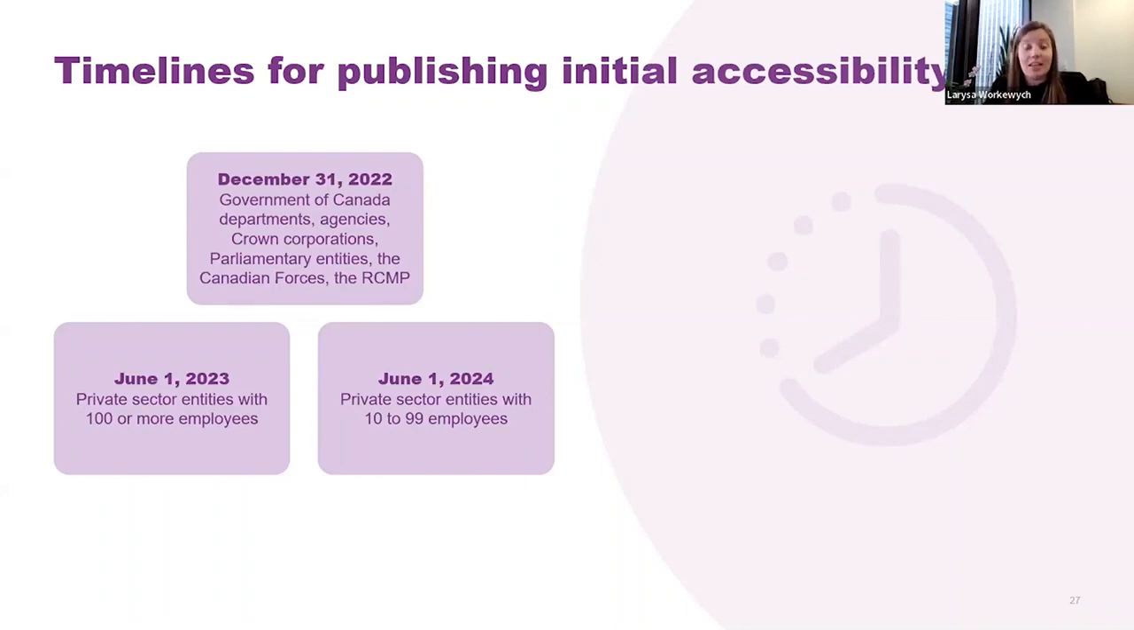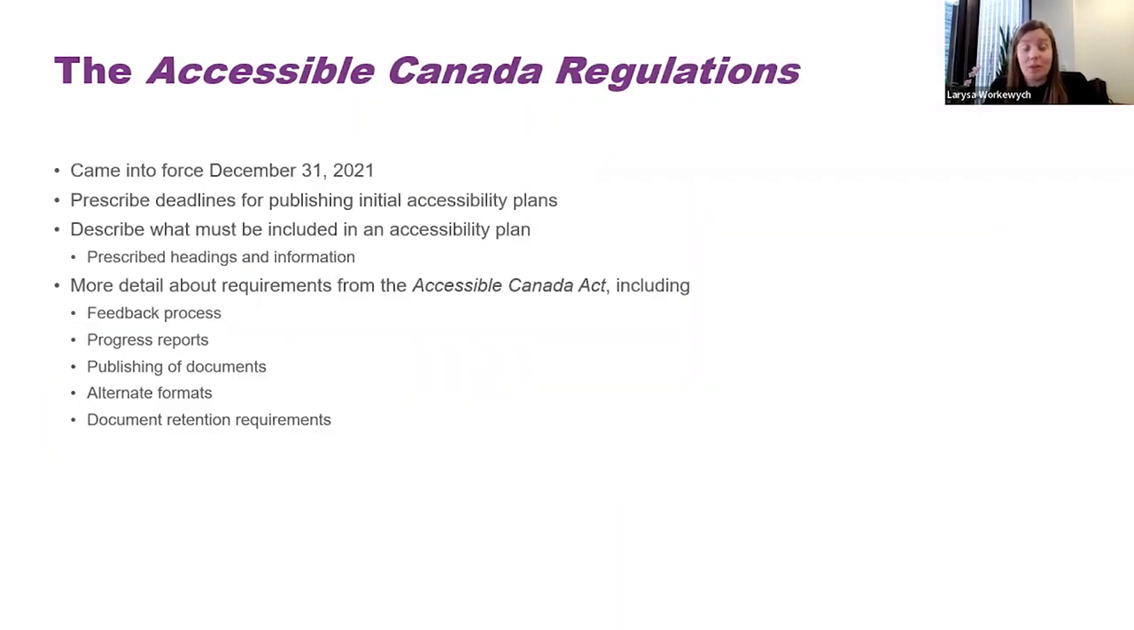And these are regulations that came into force very recently on December 31st, 2021. So just under a year ago. And they prescribe the deadlines, that's where they were set. But these regulations also describe what needs to be included in the accessibility plan. It confirms that plans have to be written in a simple, clear and concise manner, that it has to contain information about how the entity's employees, clients and members of the public can connect with the entity, and must contain information again on the consultation process that was engaged in with persons with disabilities.